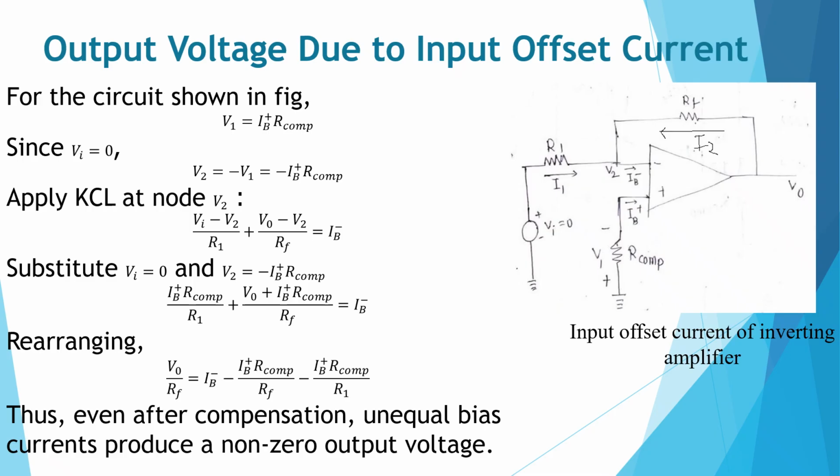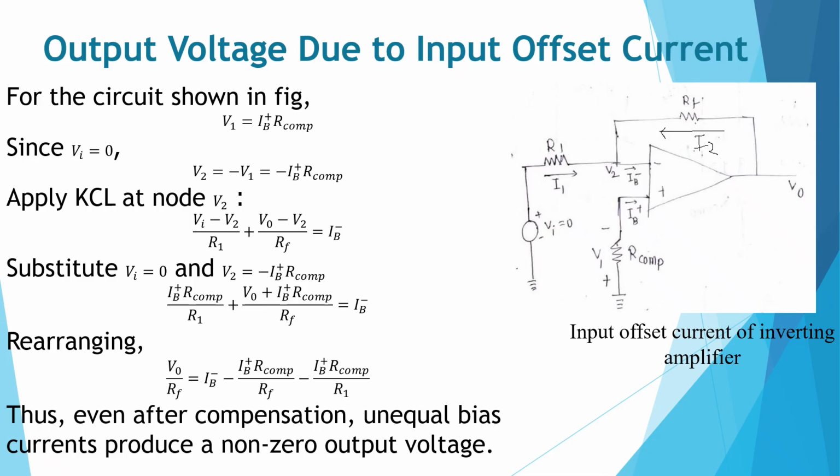Next, by applying the Kirchhoff current law at node V2, the sum of the currents through R1 and RF is equal to the bias current IB minus. (VI minus V2) by R1 plus (V0 minus V2) by RF equal to IB minus. Substituting the values for VI equal to 0 and the value of V2, we obtain IB plus RComp by R1 plus V0 plus IB plus RComp by RF, which is equal to IB minus.